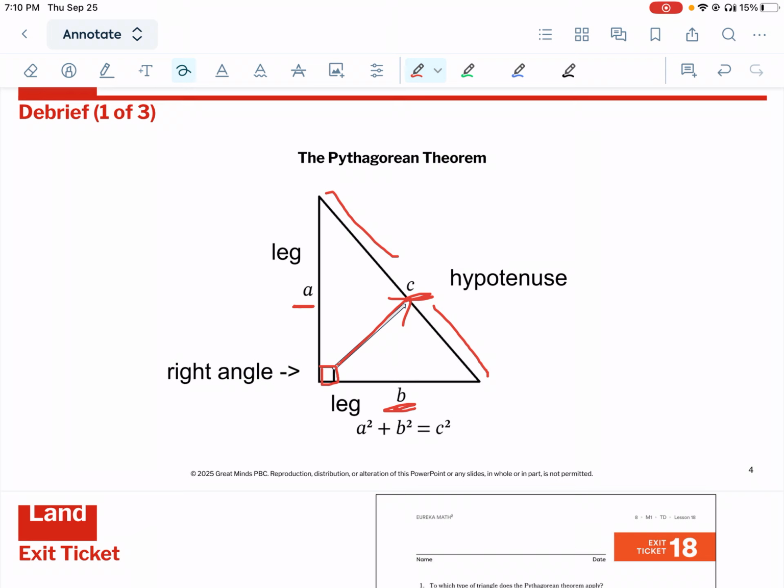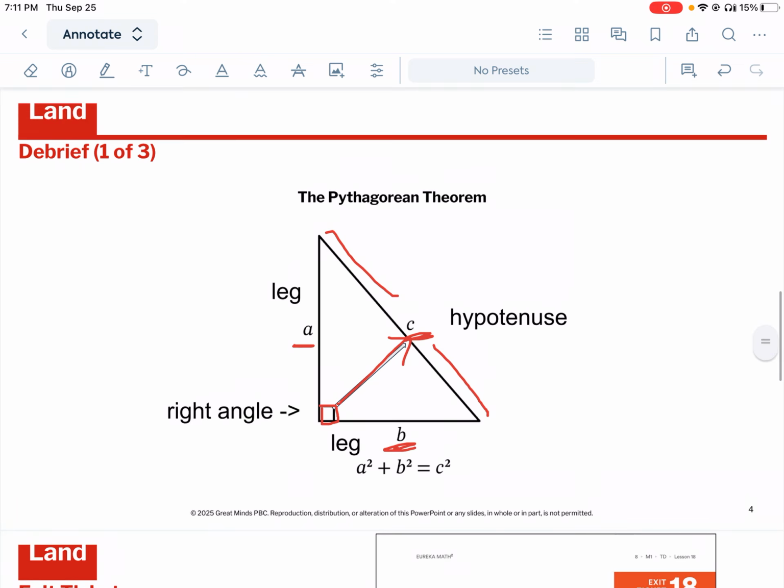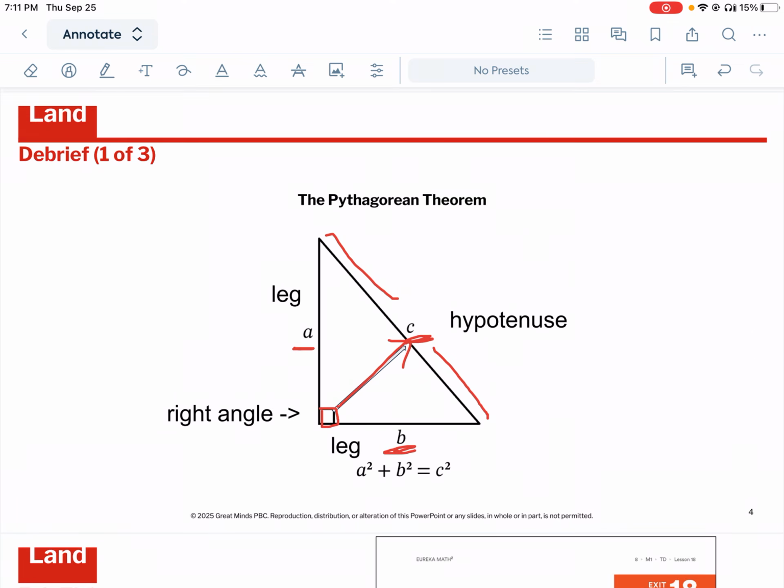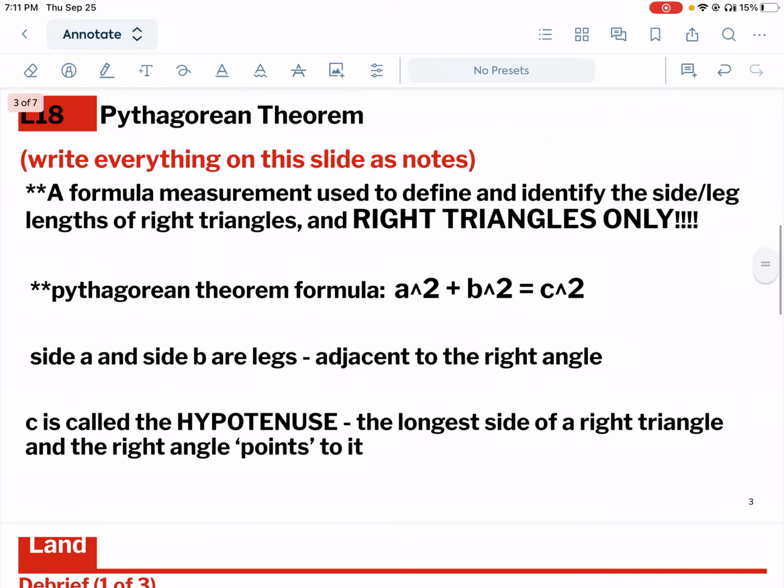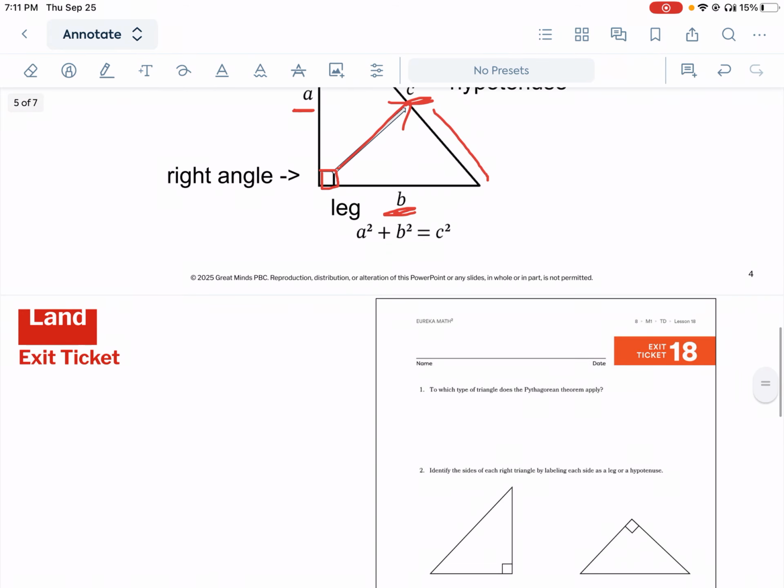Now, that's our lesson for today. That's it. That's all you needed to know. You need to know the definition. You need to know the formula, especially because we're going to do that next. You need to be able to identify the legs and the different sides. You need to be able to identify the hypotenuse. That is it. That's all you need to know.